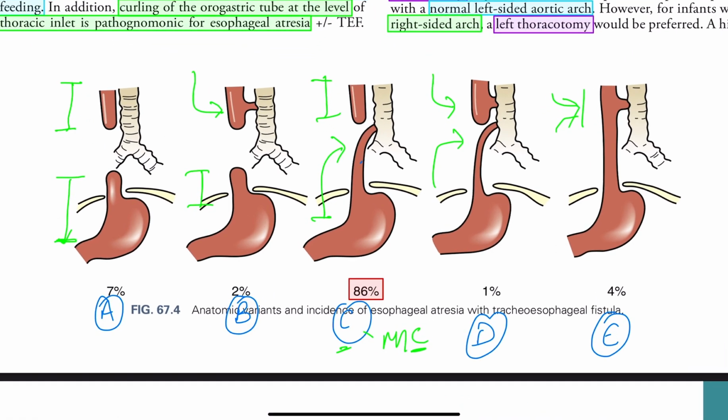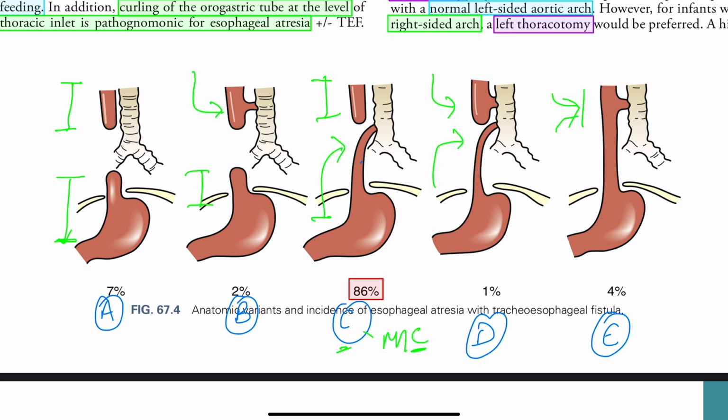So this is type A. There is no fistula, only atresia is there. In type B, the upper part of the esophagus is connected to the trachea. Now type C, the lower part of the esophagus is connected to the trachea and the upper part is blind. This is called type C, and this is the most common type. Remember, it is asked many times. Type C is most common.